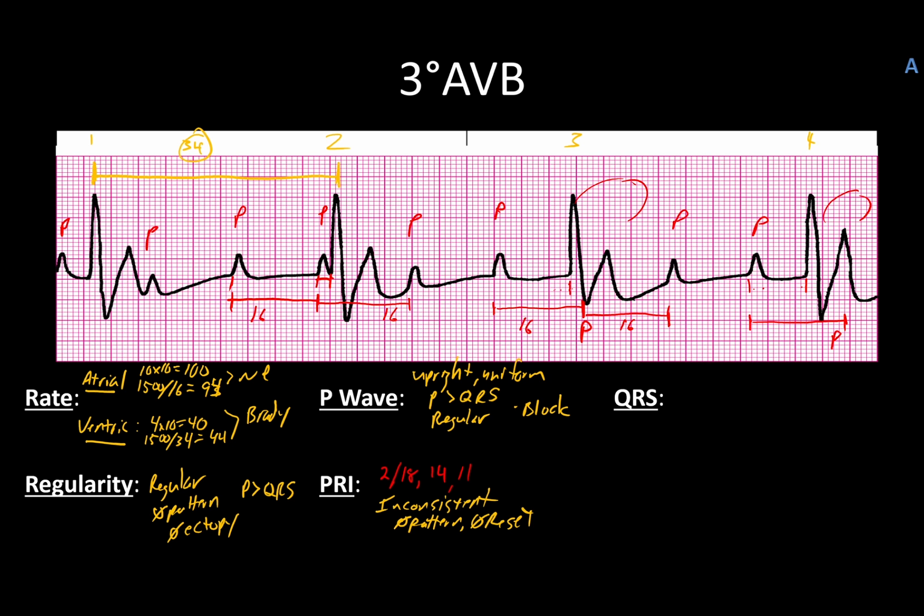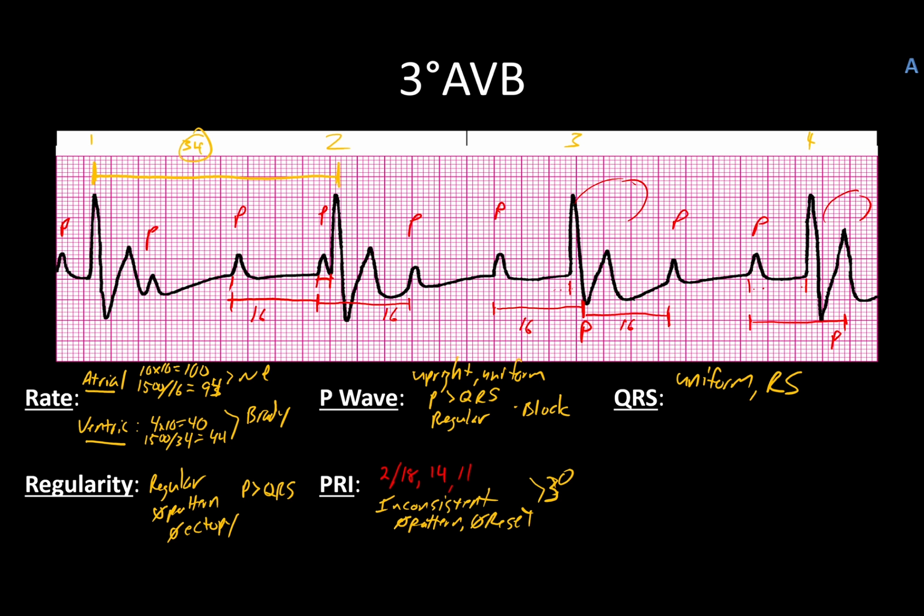And so that alone should let me know that this is not a first degree, this is not a second degree type 1 or type 2. Wildly inconsistent, no pattern, no reset. That clues me in right there that I'm probably dealing with the third degree. I'm going to go ahead and finish out everything though, noting that my QRSs are uniform. I'm dealing with RS for my pattern.